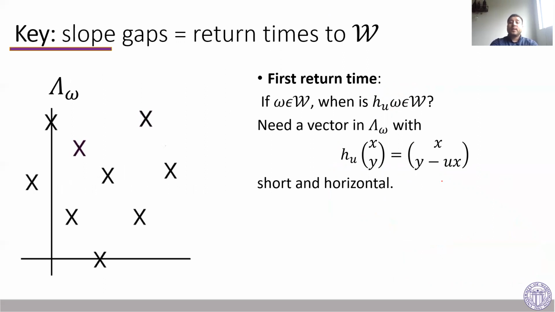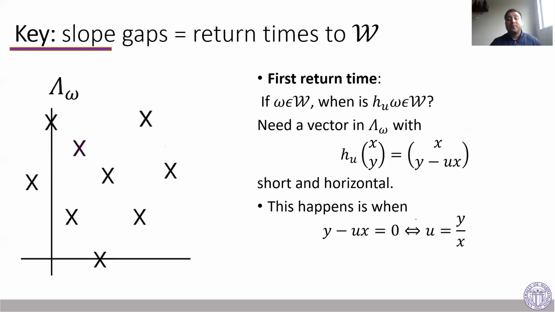It means I have some vector inside of my holonomy set, let's say the vector (x, y), such that when I horocycle flow by it, I get something that's short and horizontal. Well, here is exactly what I get when I horocycle flow by it. And this is going to tell me the conditions I need. The conditions I need are that it's short, which means that x better be inside of 0 and 1, and it's horizontal. So what does it mean for this vector to be horizontal? It means that the vertical component, y minus u, is 0. And so the vertical is 0 exactly when u is equal to a slope. So this is a slope.